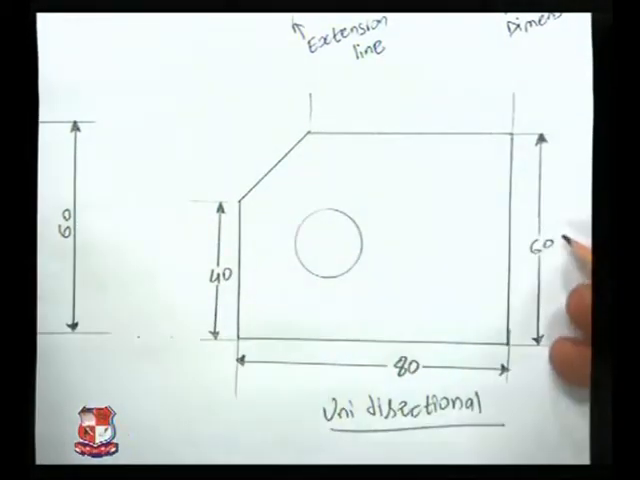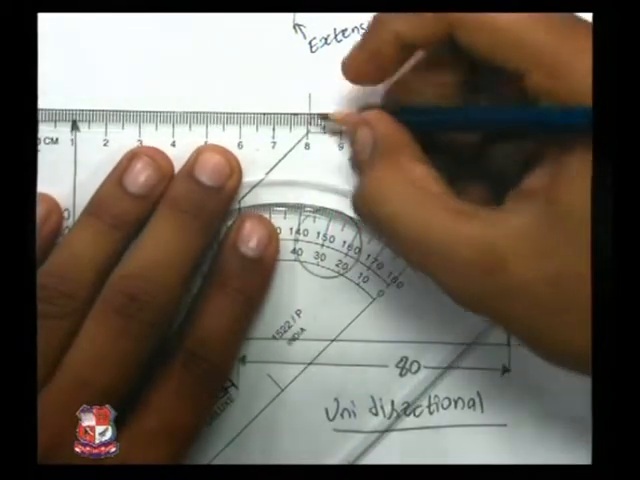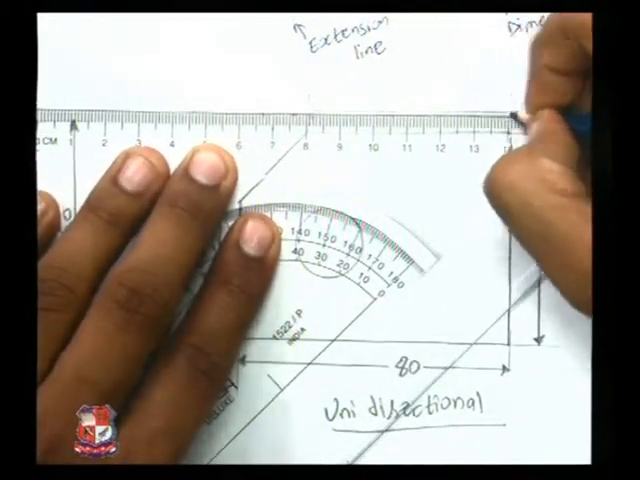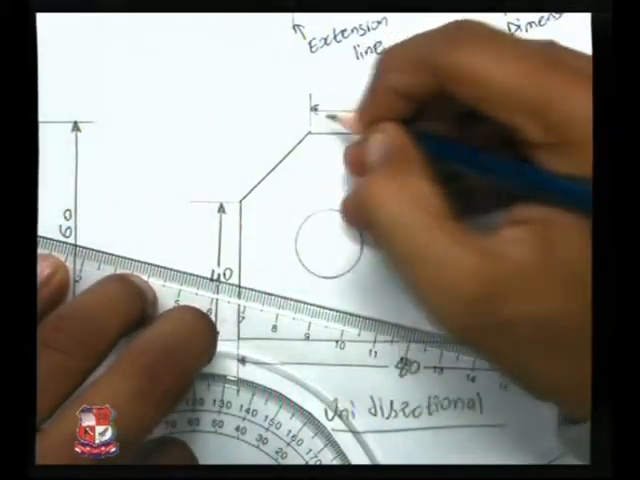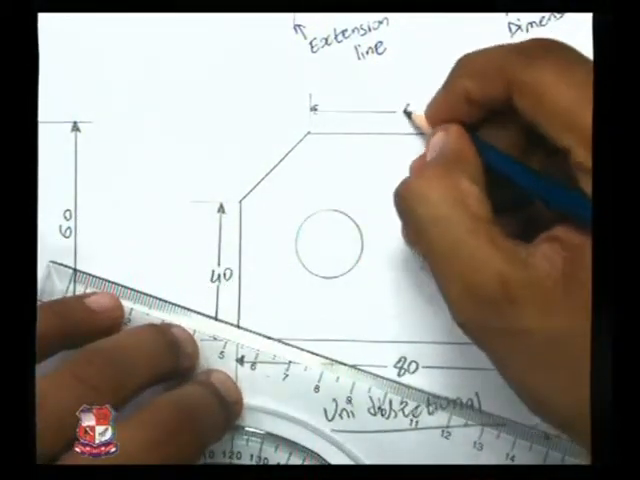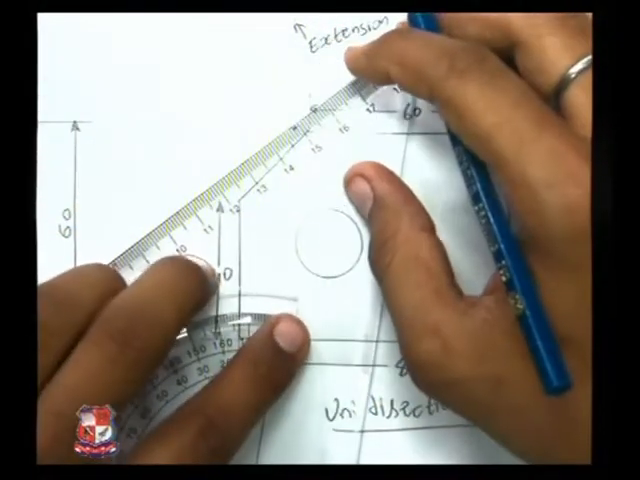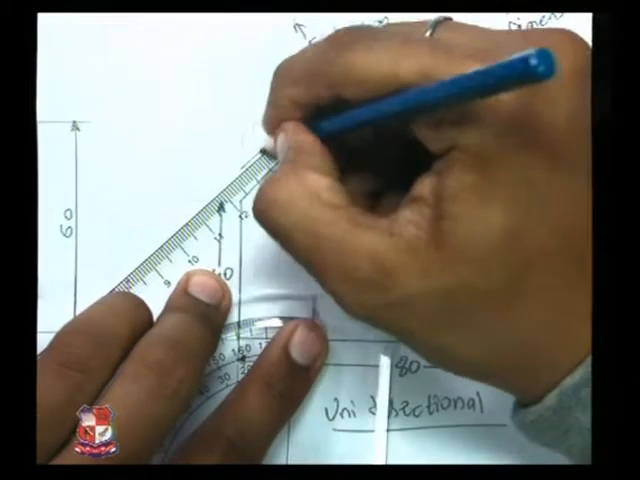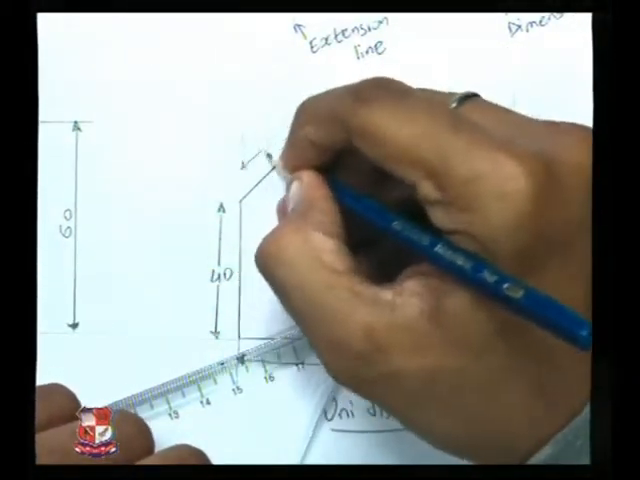The dimension can be clearly visible from the front side itself. Break in the middle. Any dimension can be visible from the front side itself. It's not that you need to change your perspective to look at the dimension.